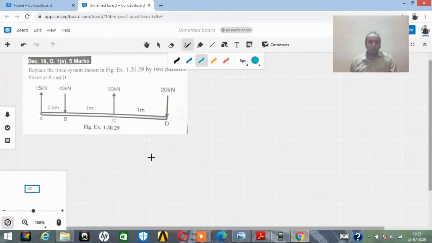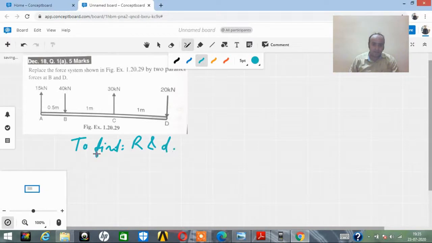Now we will be writing here first of all, to find, and then we'll be going step by step. To find is nothing but R and its perpendicular distance D. That is the first part. Second is we are going to replace it by two parallel forces at the points B and D. That is, we are going to find FB and FD. Now let us proceed for the problem step by step.